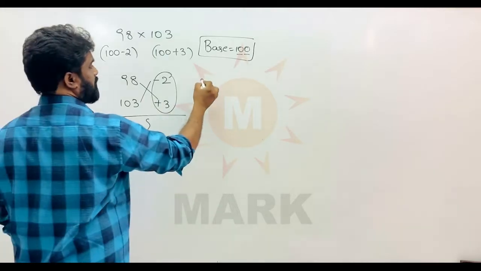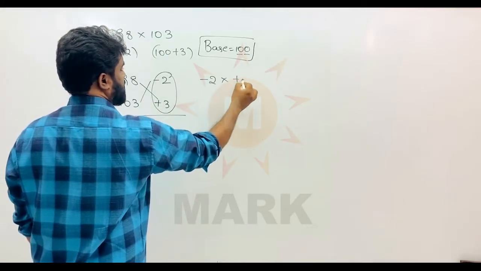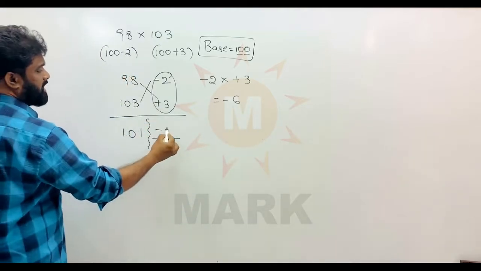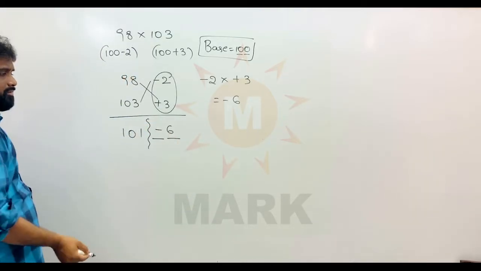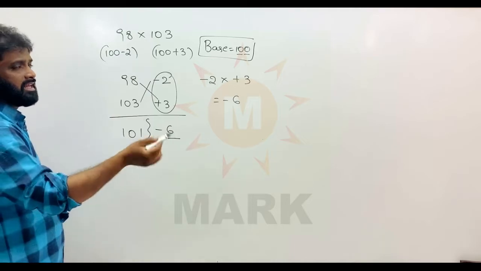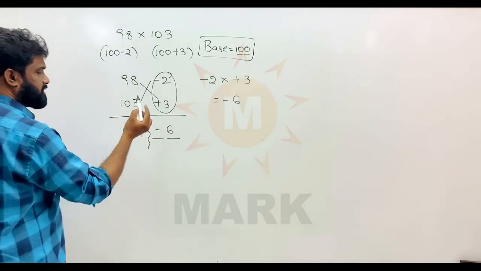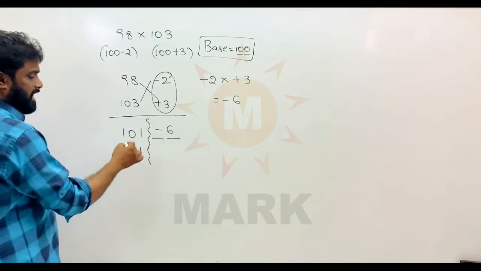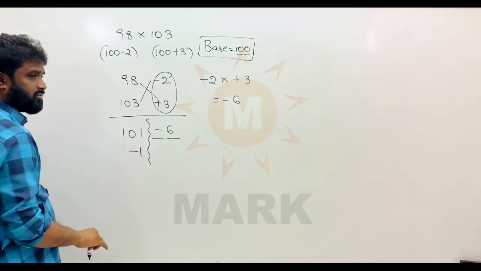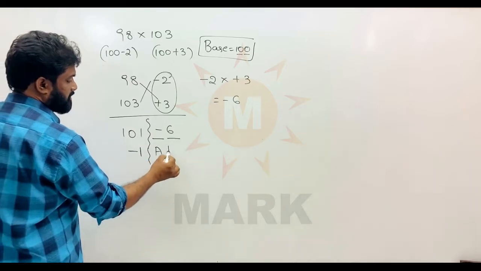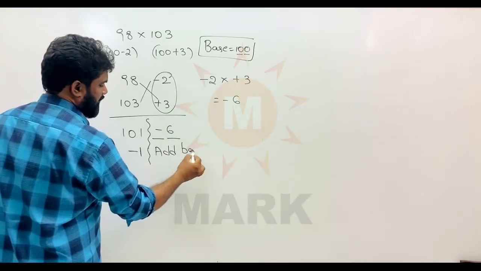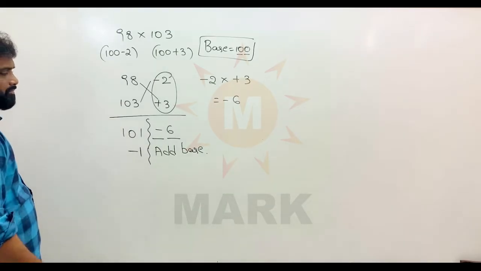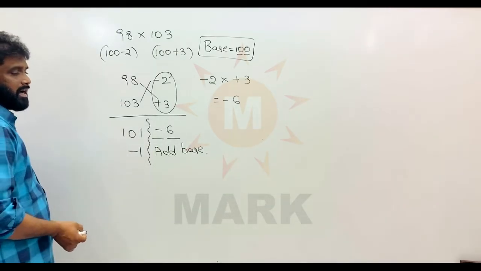And in the two slots, what you have to write? Minus 2 into plus 3. Minus 2 into plus 3 will give minus 6. But how can you write minus 6 here? That is impossible. Minus 6 here is a meaningless number. To make it meaningful, you have to do just one more extra step. Do minus 1 here. In the left part of the answer you do minus 1, and in the right part of the answer you add the base number. So you should add the base number.